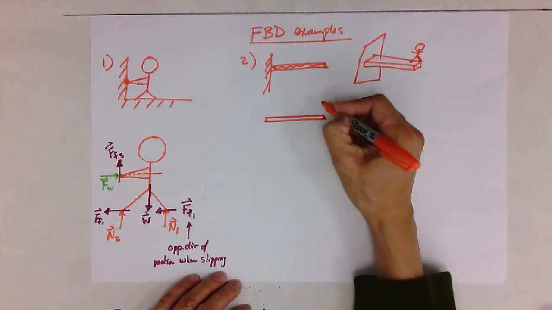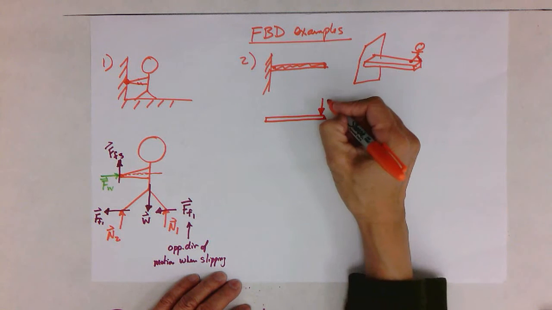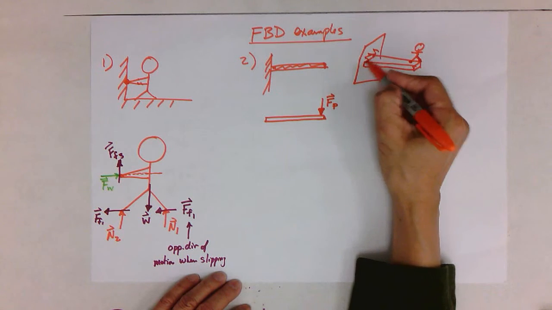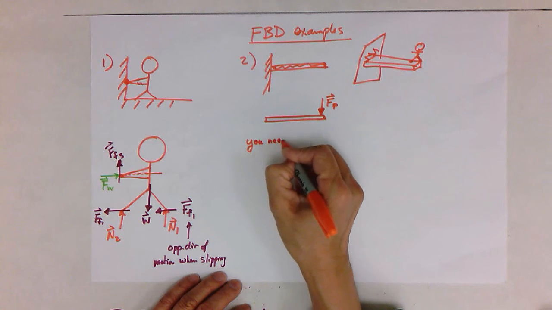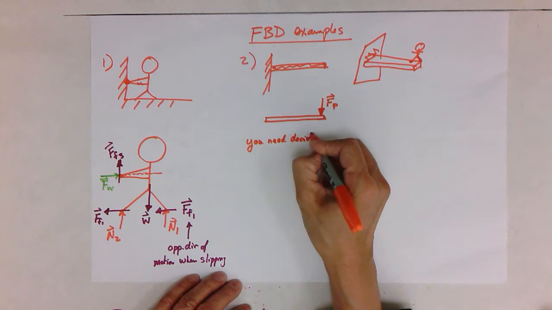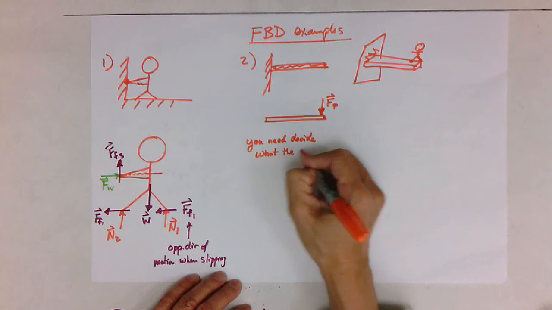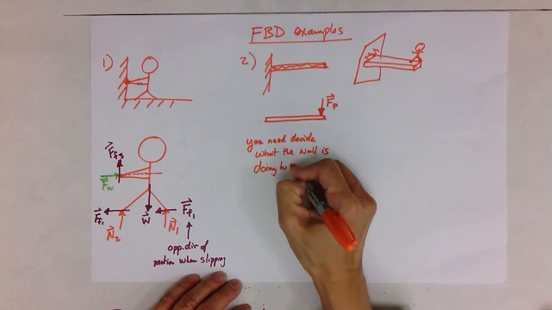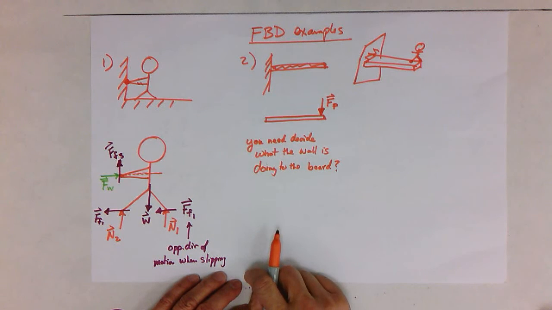Perhaps we do not need this detail. We'll just lump those using an equivalent force, the force of the person on the beam. This is built into the wall, right? So you have to assume, you need to decide, or this is part of your model, what the wall is doing to the board. How is it holding it in place?